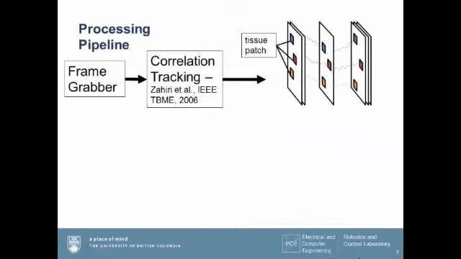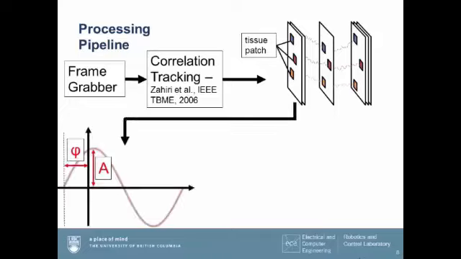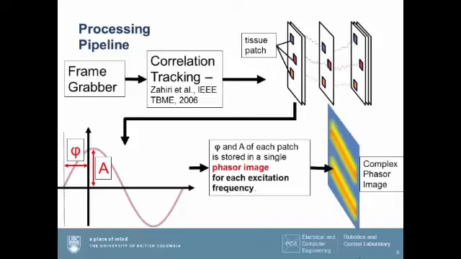So how we do the processing is once we get the data through the frame grabber, we can acquire a bunch of frames, do correlation tracking, which was also developed in our lab by Reza Zahiri, and basically track tissue patches at a given plane. So for each of those tissue patches, we can get the oscillation for a given frequency. Since we know the frequency, we can just store the amplitude and phase values at each of those pixels. So in the end, for each frequency, we can get a complex phasor plane and do this for each of the frequencies.